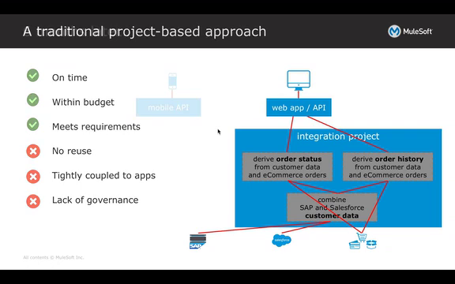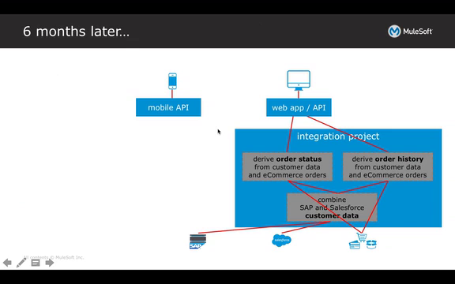Now, let's look into the future here a bit. We need a mobile API now, but the individuals who have worked on that old integration project, they're long gone or don't remember exactly what they did to bring all these pieces together. So now, to support our mobile API, how are we going to bring this data together?